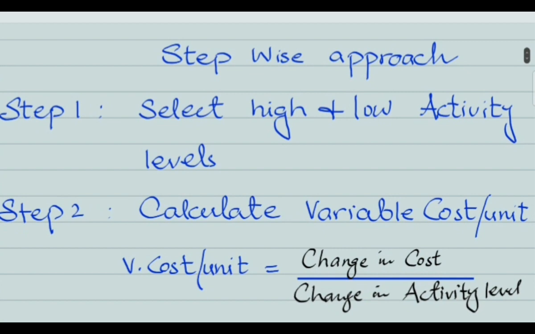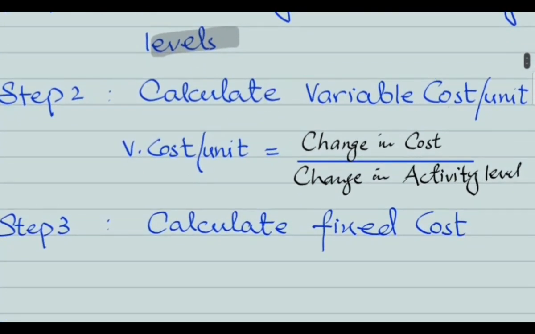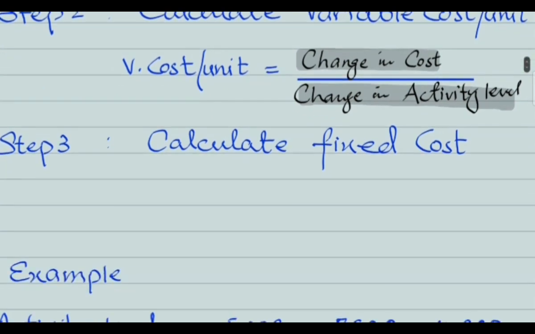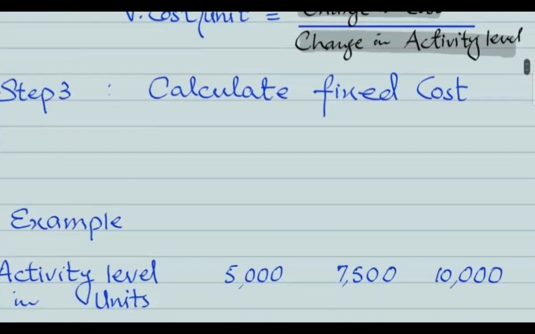The stepwise approach would be: in step 1, you have to select the high and the low activity level. In the second step, you have to calculate the variable cost per unit by applying the formula, and the formula is change in cost divided by change in activity level. And then in the third step, you have to calculate the fixed cost.